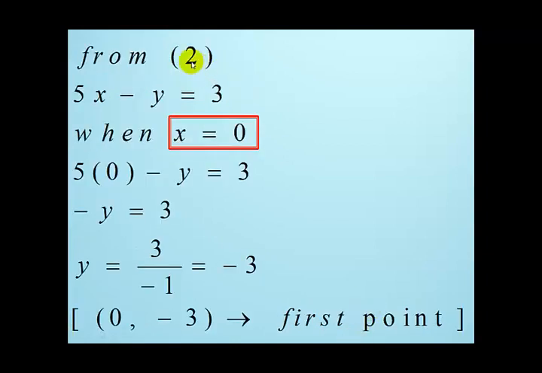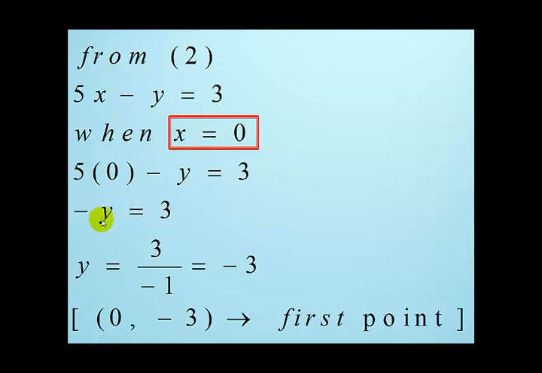Now, we consider the second equation. From equation 2, 5x minus y equals 3. Here we also choose values of x and see their corresponding values of y. When x is 0, it means that wherever we see x, we have to substitute it by 0. So instead of 5x, we have 5 times 0 minus y equals 3. 5 times 0 equals 0, and 0 minus y is minus y. So we have minus y equals 3.